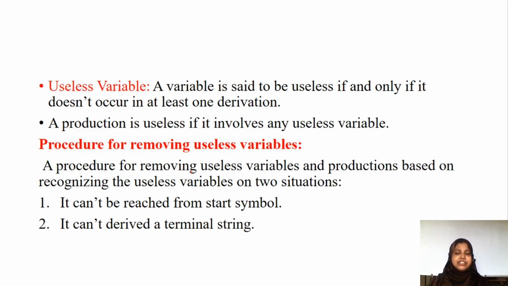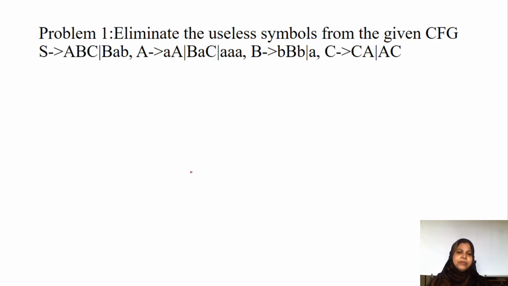By using these two fundamental things, we recognize the useless variables. Whenever we recognize useless variables, we have to remove those productions which have them. Now let's solve this problem: eliminate the useless symbols from the given CFG. S tends to ABC | BAB. A tends to AA | BAC | AAA. B tends to BB | A. C tends to CA | CAC.